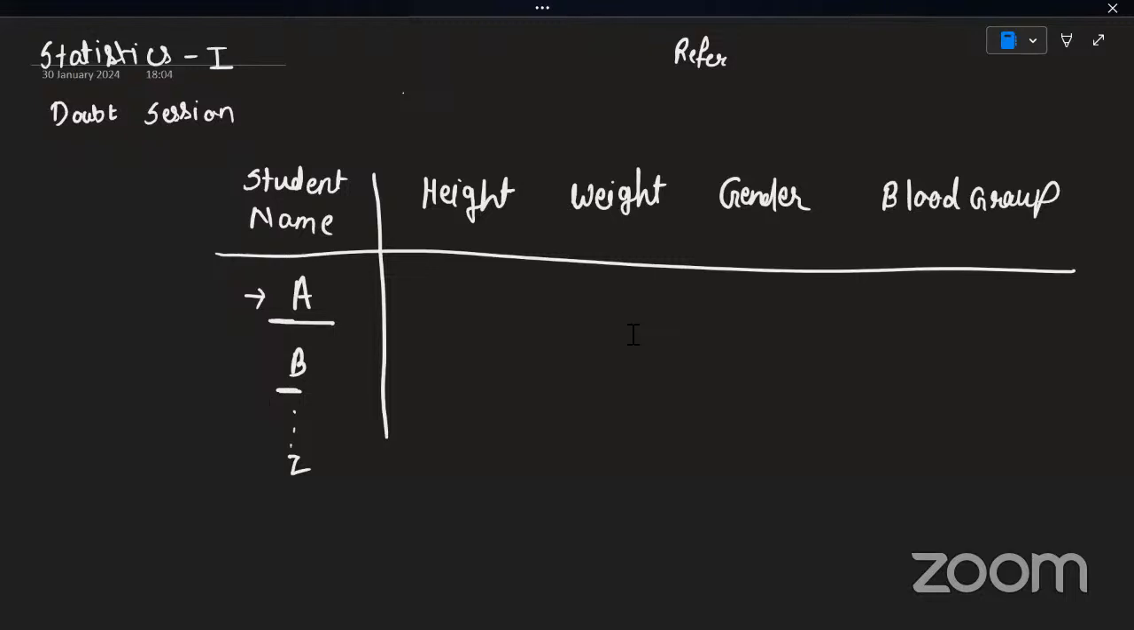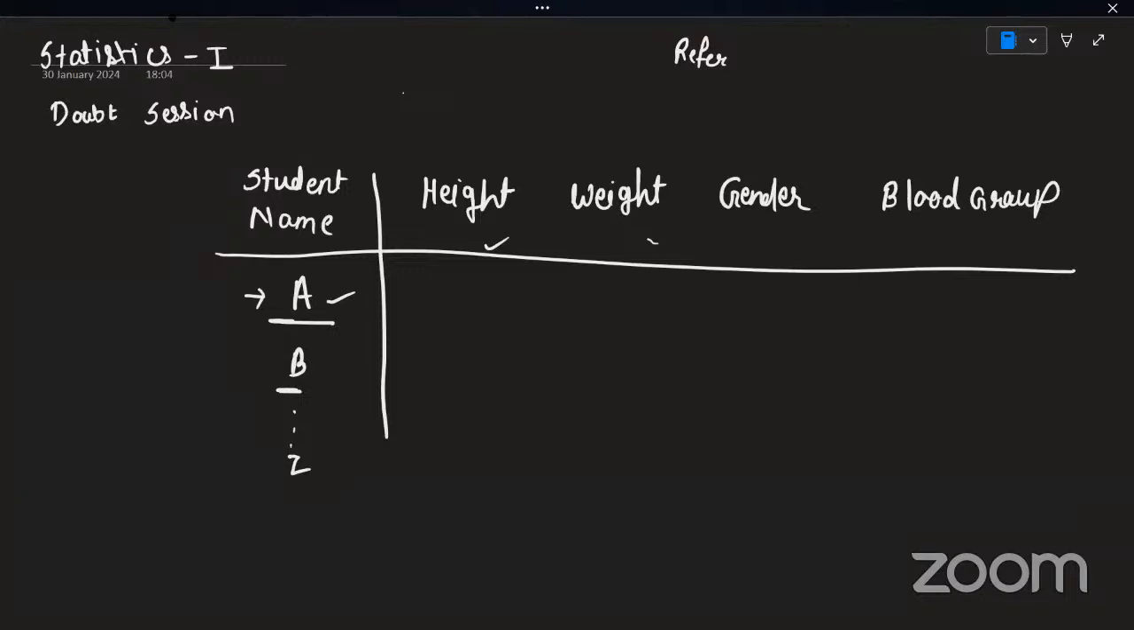Ma'am, rows represent cases, and for each case the same attributes are recorded. What are the attributes here? Height, weight, gender, blood group are the attributes here. Attributes mean what you are noting for this particular case or unit. What are the variables you are noting down? They are called attributes.